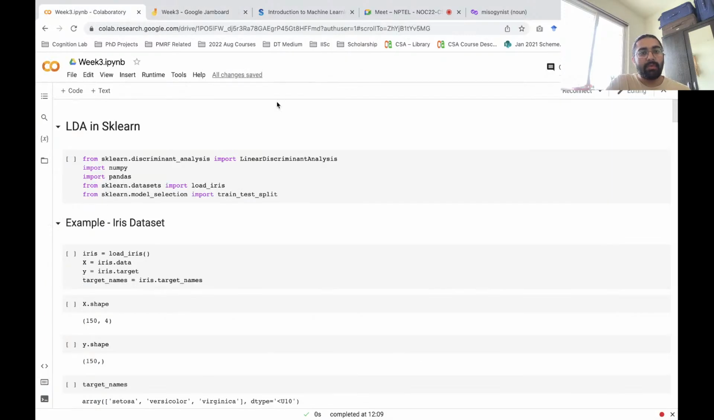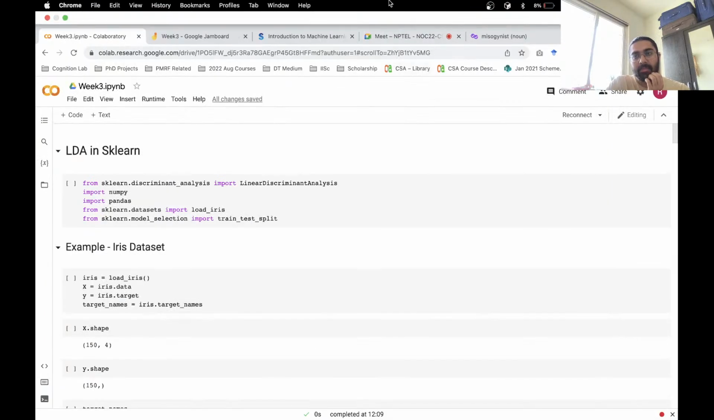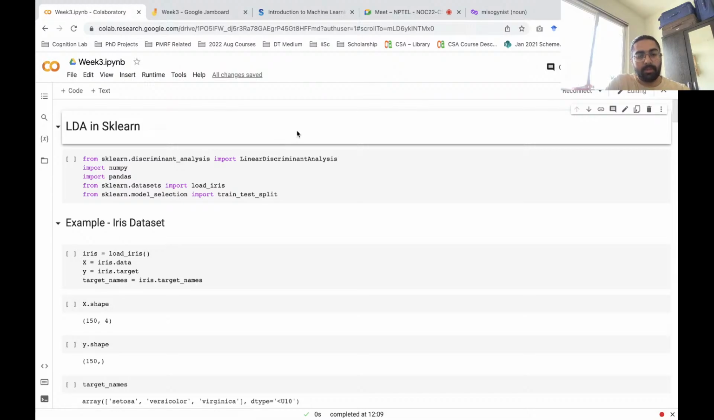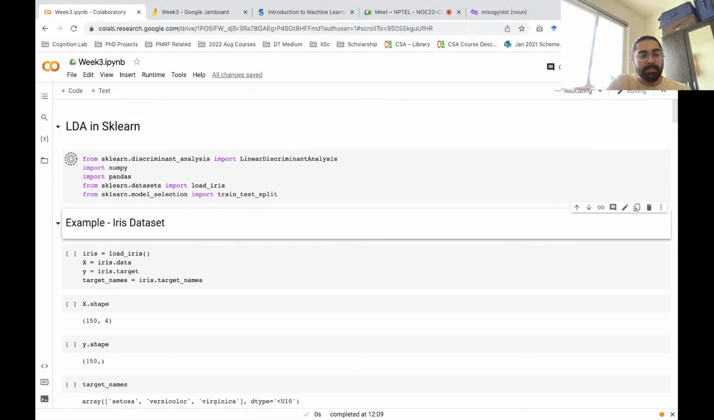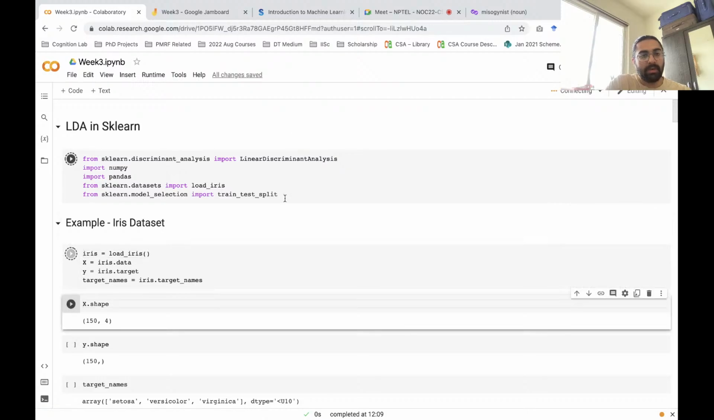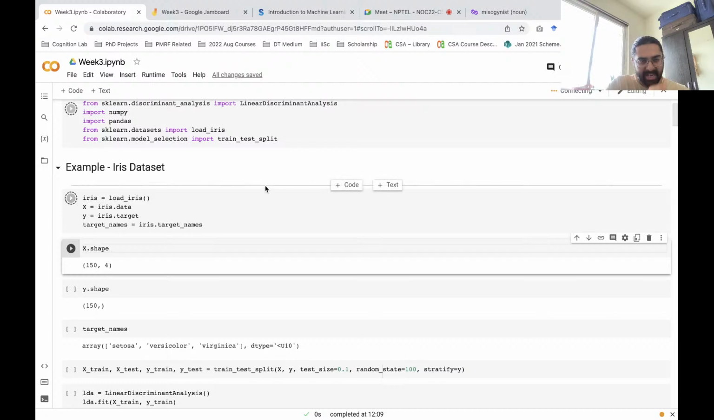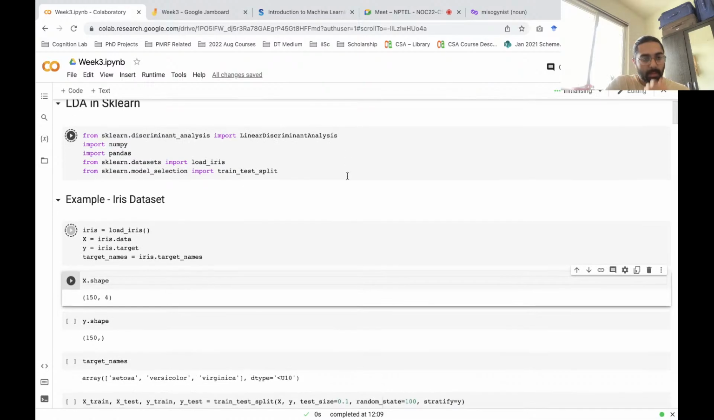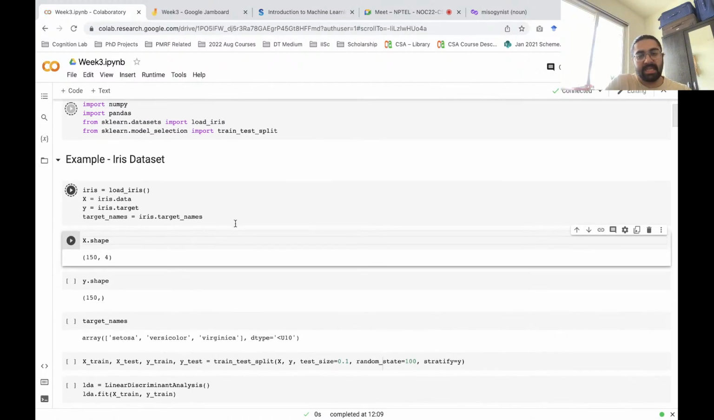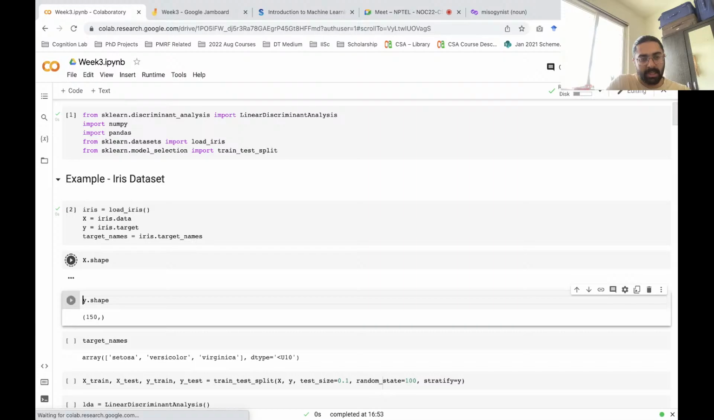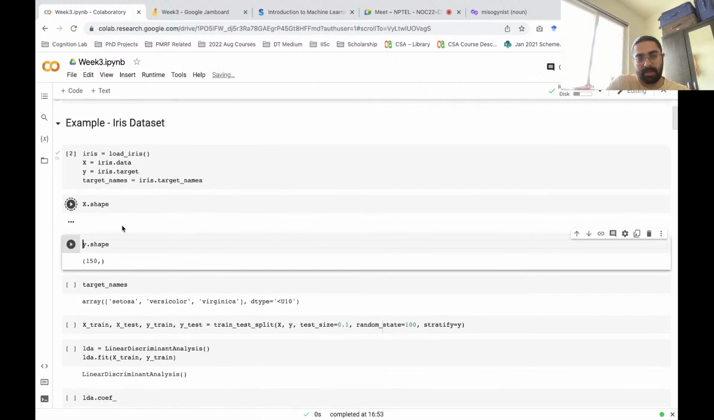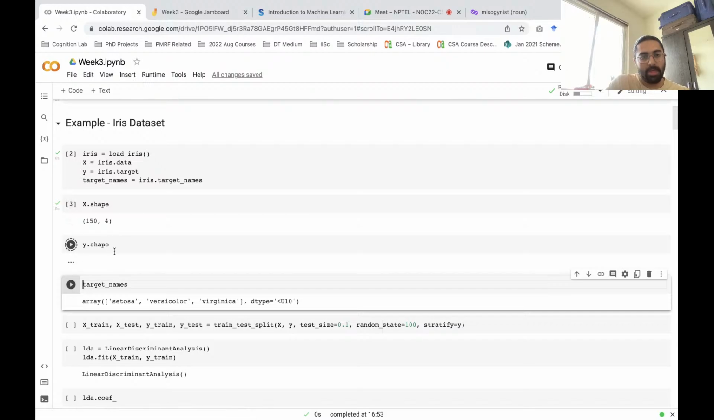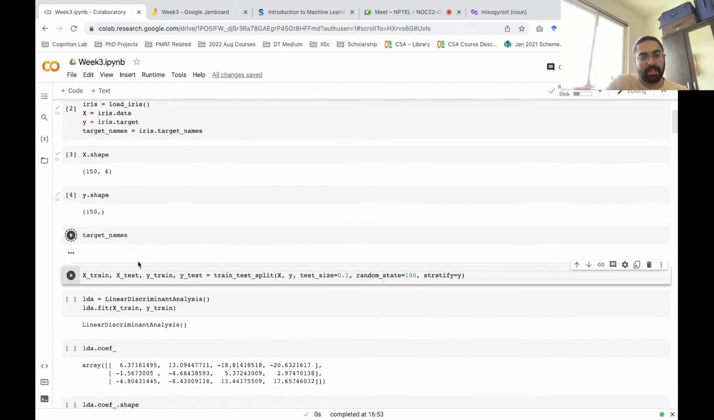So now, I'm just going to give you an understanding of how to use LDA in Sklearn. We can take a simple example of the iris dataset. In the iris dataset, I have 150 data points and 4 features for the particular flower, and we are trying to deal with 3 types of flowers: Setosa, Versicolor, and Virginica.